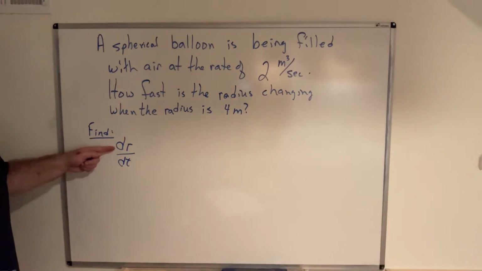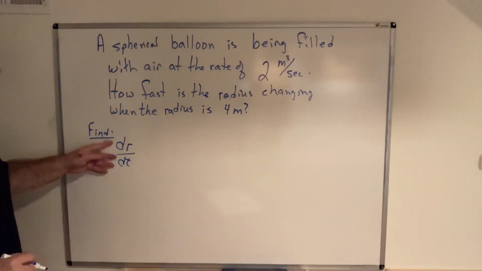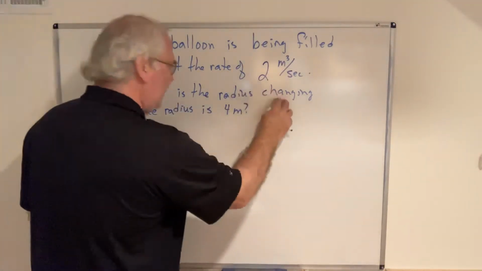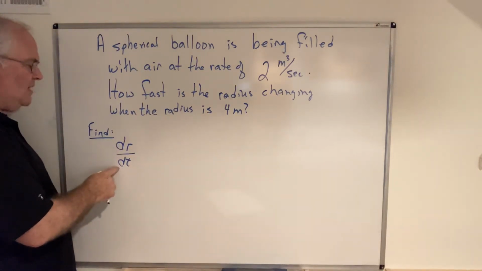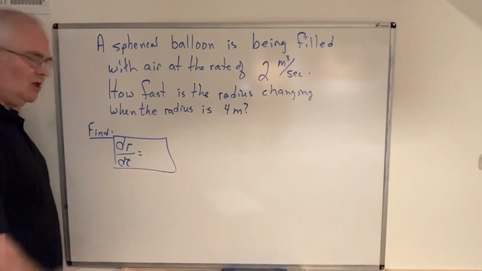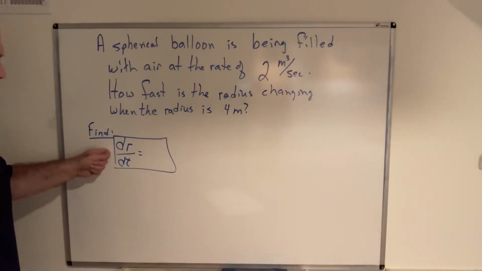Rate of change of the radius with respect to time. All right? What we're asked to find. Anytime you want to say how fast something is changing, that's always a rate of change with respect to time. So we're asked to find dr dt, which means we're not done until we find it. All right? So that's what we're asked to find.